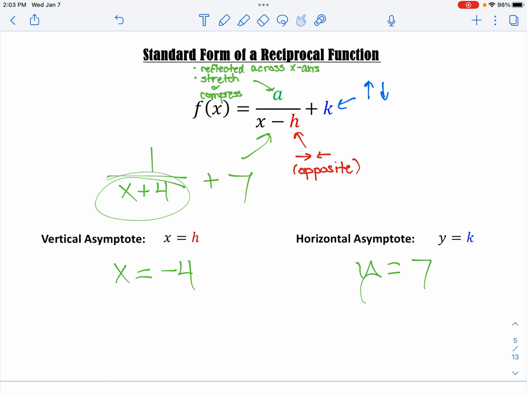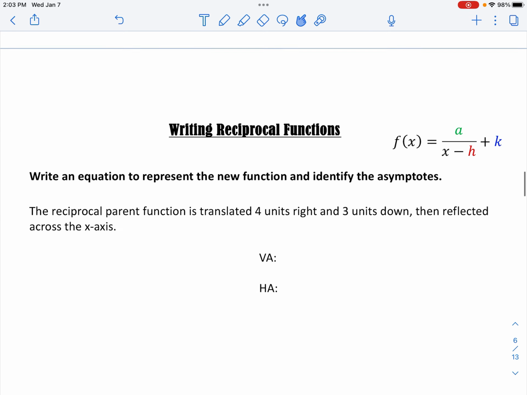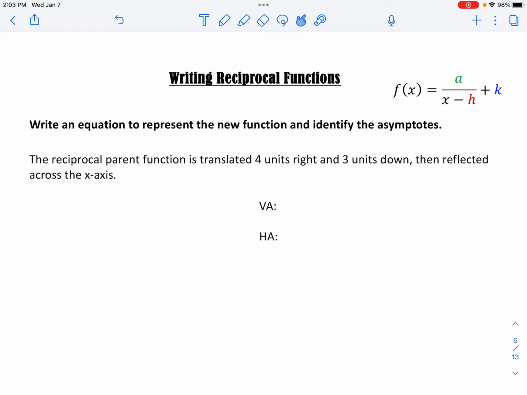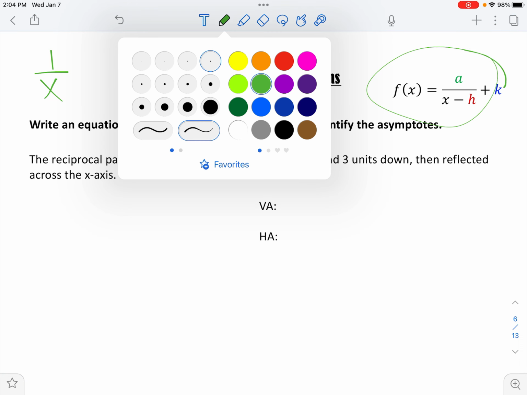Okay, so those are the important things to know. So now we're just going to practice a little bit. Okay, it says write an equation to represent the new function and identify the asymptotes. Here it says the reciprocal parent function, which I have written here. I mean the parent function is 1 over x, right? But we're going to modify that using the standard form of that. It's translated 4 units to the right and 3 units down. Okay, so let's see if we can write our equation.